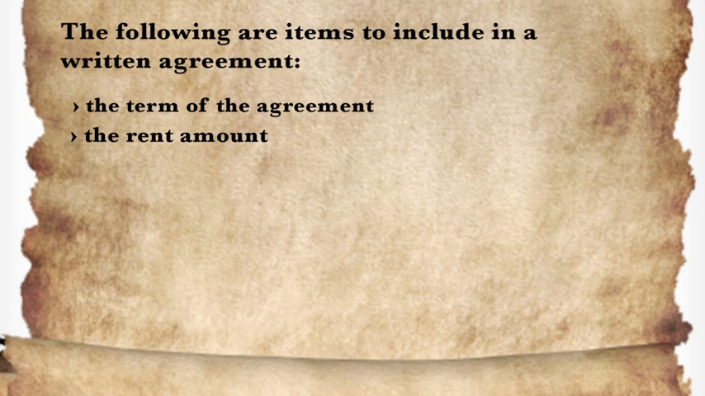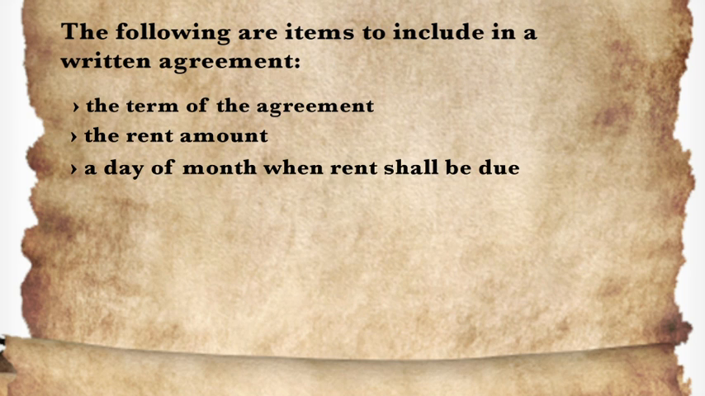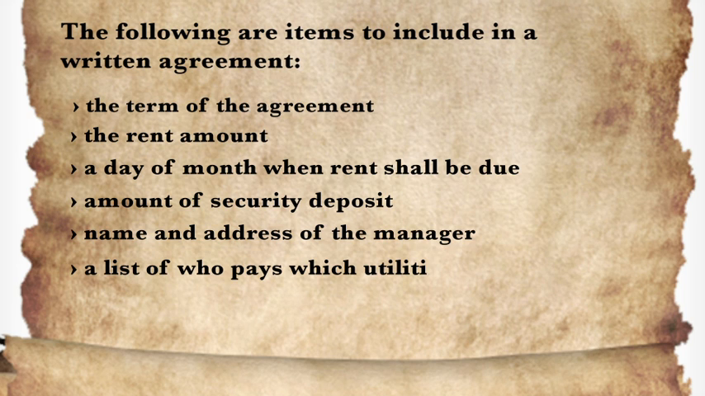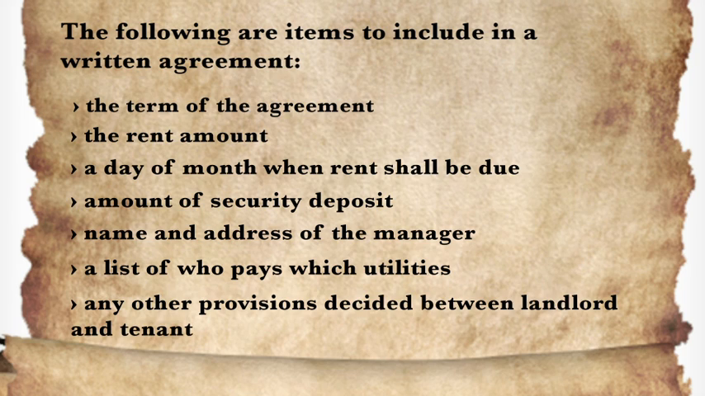The following are items to include in a written agreement: the term of the agreement, the rent amount, day of month when rent shall be due, amount of security deposit, name and address of the manager, a list of who pays which utilities, and any other provisions decided between the landlord and the tenant.